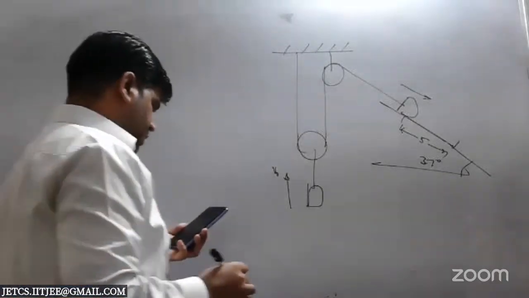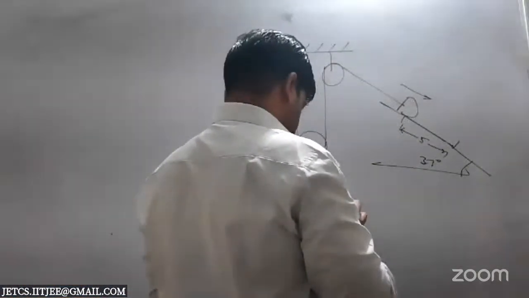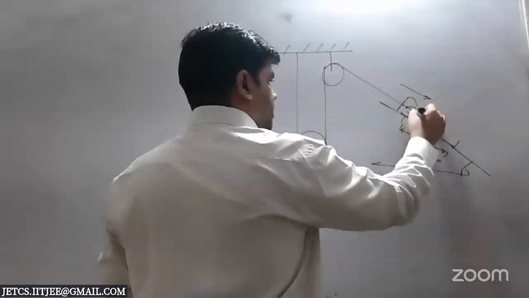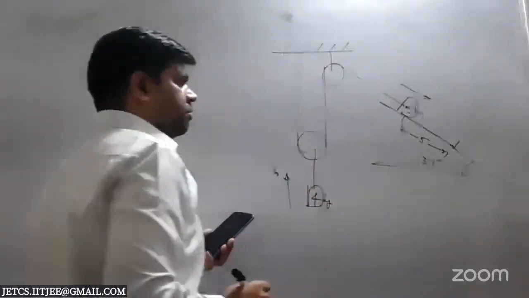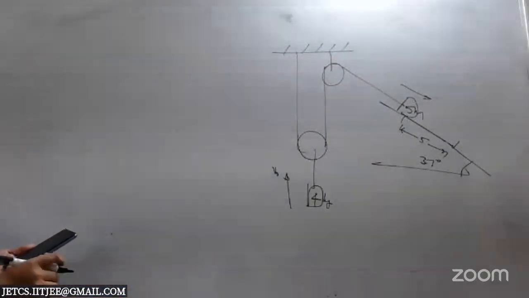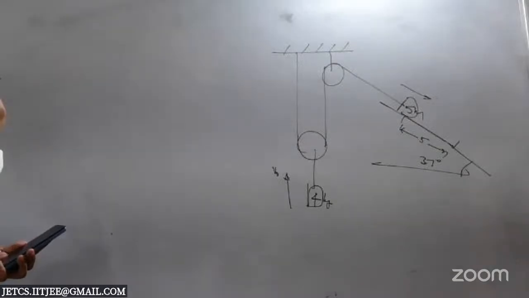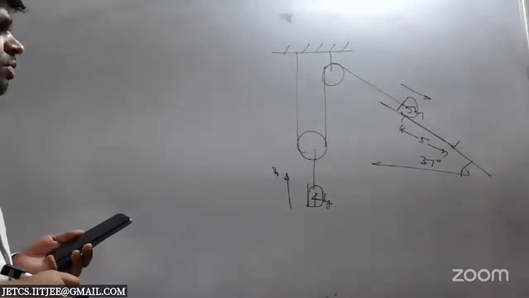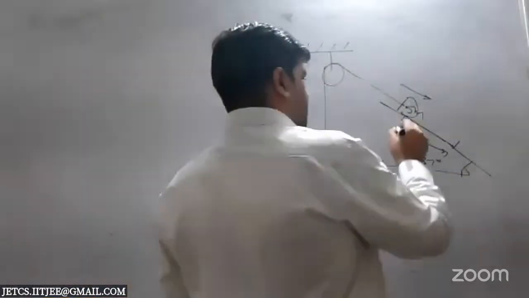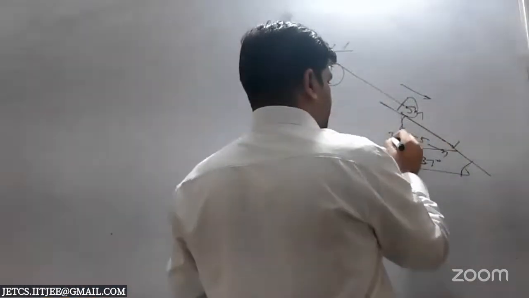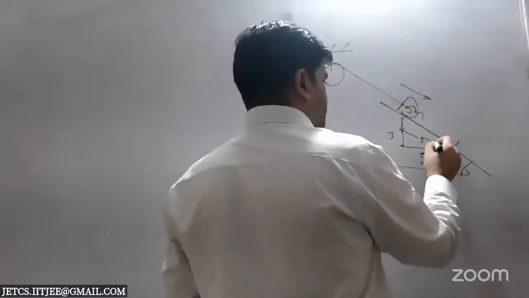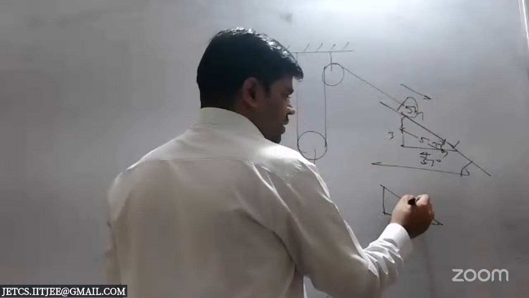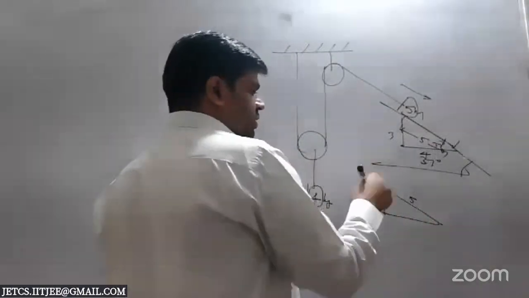Mass of A is 5. Mass of B is 4. 4 kgs, 5 kgs. So this comes down to a vertical distance of 3 towards 37 degrees, 3, 4, and 5. This block comes down the incline by 5 meters. That means it comes down by a vertical distance of 3 meters.